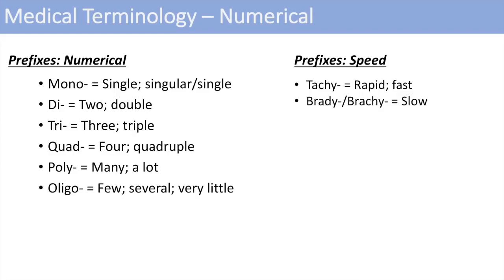For the prefixes related to speed, we have tachy, which means rapid or fast, and brady, which means slow. For these terms, you typically think of the heart. You can have tachycardia or bradycardia. They're just different terms to describe the speed of the heart rate.